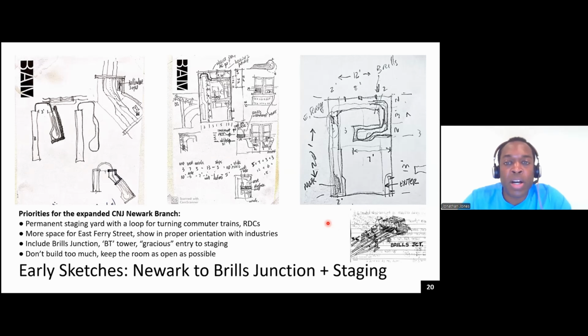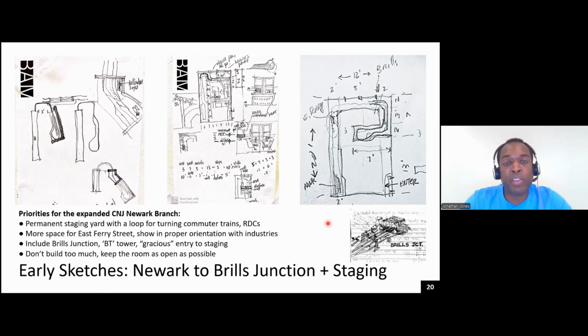Okay, so starting to think about actual layout design here. And these sketches are important because they show a little bit of my process for how I design. But just first, a few things that I was looking for in this extension. So I definitely wanted to have a permanent staging yard. I had the small fiddle yard on CNJ version number 1, and that was fine, but I really wanted something more substantial, and I wanted something with a loop so I could turn trains, reuse commuter trains, and it would just make operation of the layout a lot more fluid.